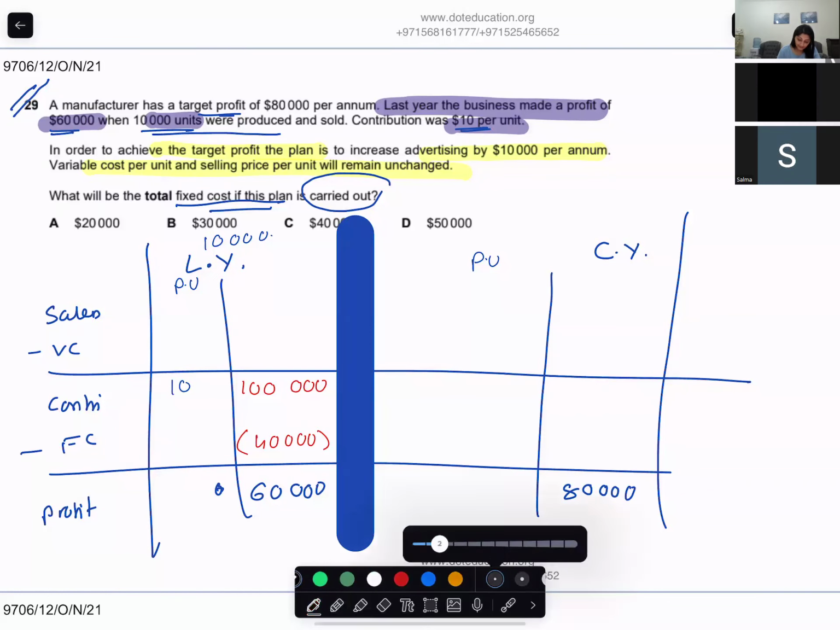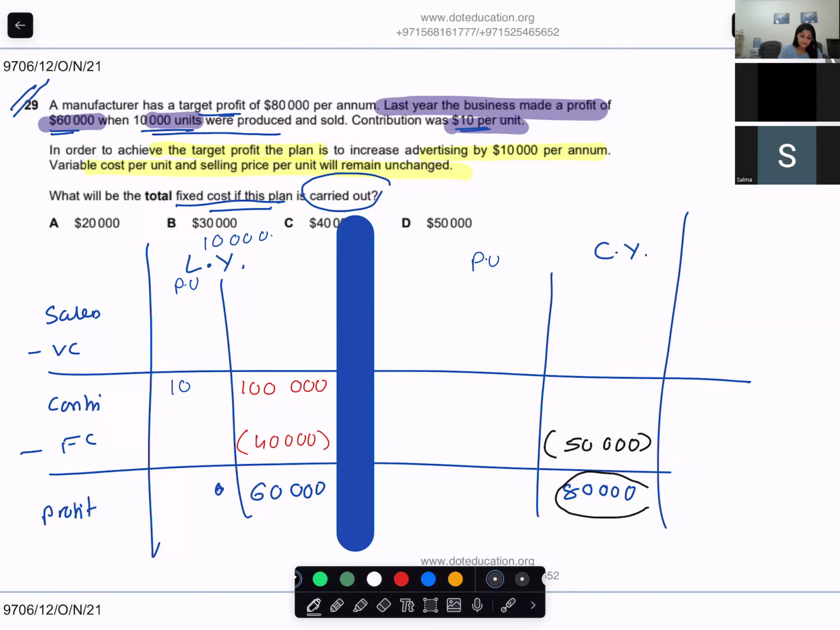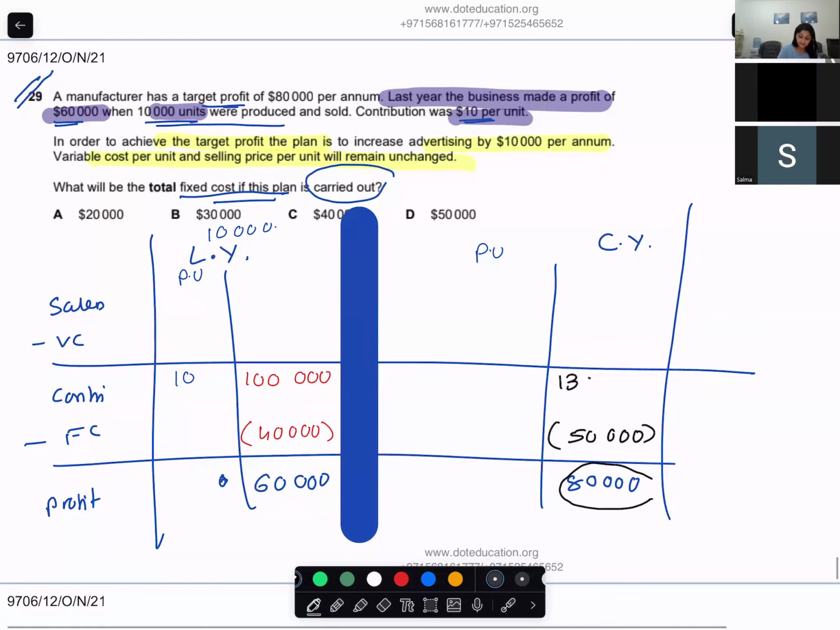Now I go to the other information. In order to achieve my target profit of 80,000, I have to increase my advertisement by 10,000. So my fixed cost would become 50,000, and contribution will become 130,000.